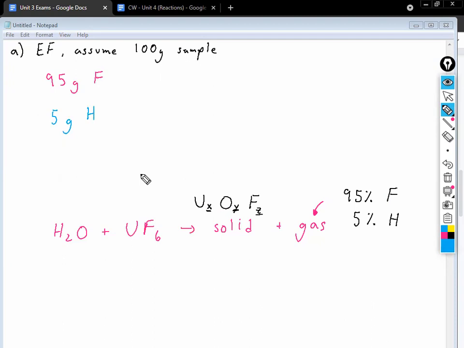Okay, and then to find the empirical formula, we just need to turn this into moles, right? So I'll give you guys maybe 1 minute. I want you to pick your lab partner or somebody next to you, and I want you both to calculate how many moles of fluorine and how many moles of hydrogen that is. Okay, so I'll give you about a minute to do that. We'll go over it real quick, and then that should be the end of part one, actually.